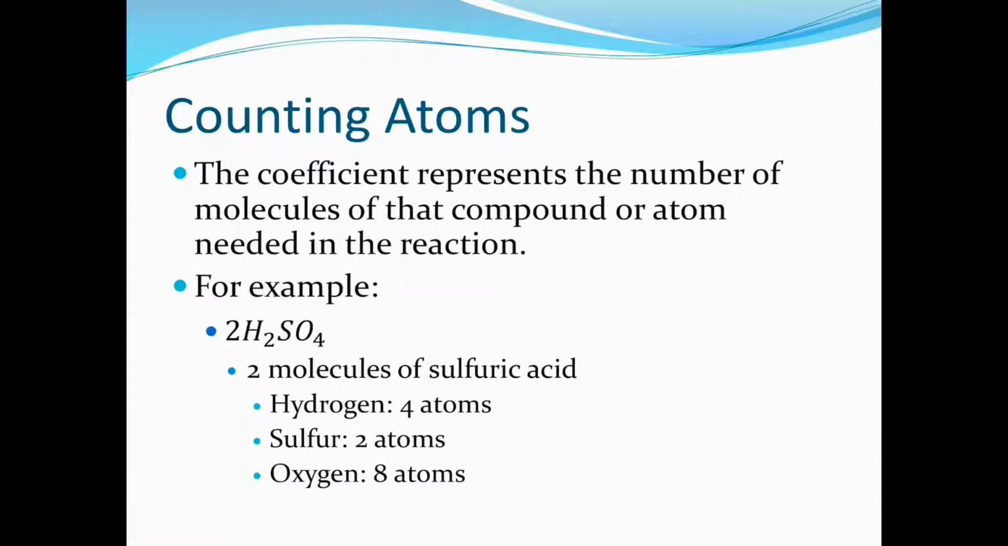And adding a coefficient tells us the number of molecules of that compound that we have. If you remember, take this number and multiply it by this number to get your atoms for each element. So we have 2 molecules of sulfuric acid, and now looking at the atoms for each of the elements, the elements are hydrogen, sulfur, and oxygen. For hydrogen, we take 2 times 2, which is 4, so we have 4 atoms of hydrogen. We end up with 2 atoms of sulfur and 8 atoms of oxygen.